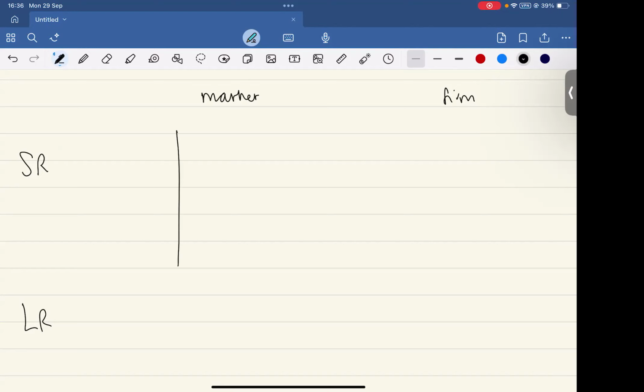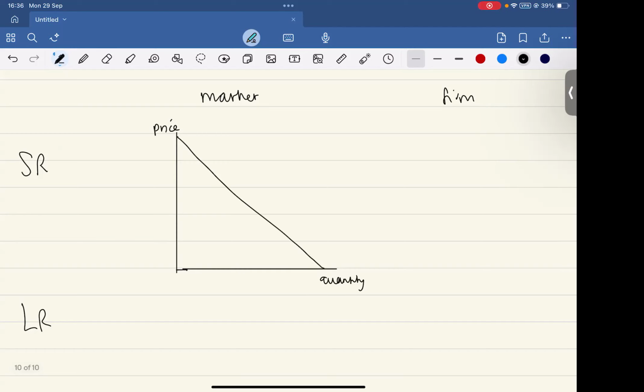So the entire market for ice cream vans will look like this. You'll have your price and your quantity being measured in the market, and the market will have a downward sloping demand curve and an upward sloping supply curve. That leads to an equilibrium price of P1 and an equilibrium quantity of Q1. That's just the price of ice cream and the quantity of ice cream that's being sold in the entire market.